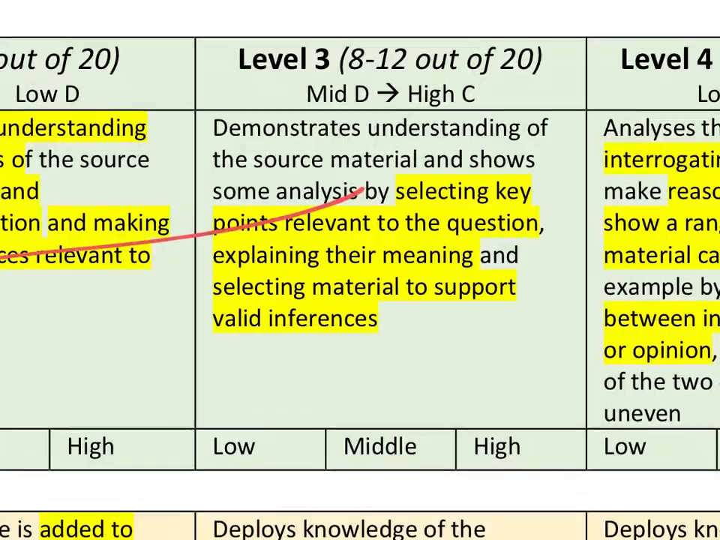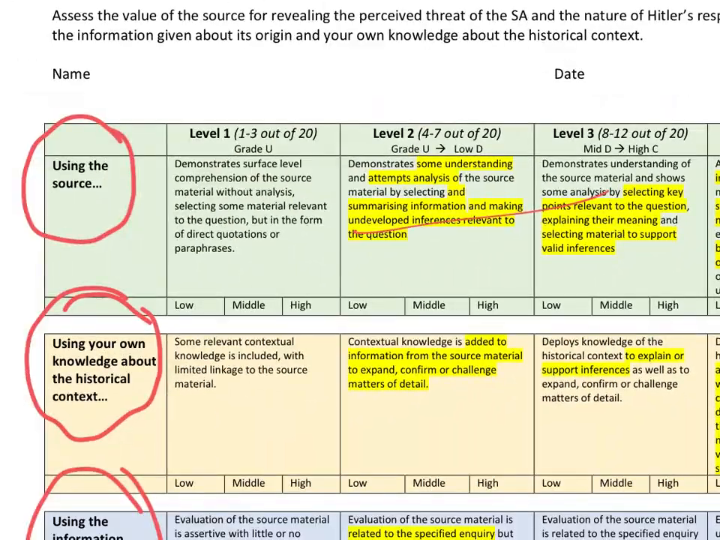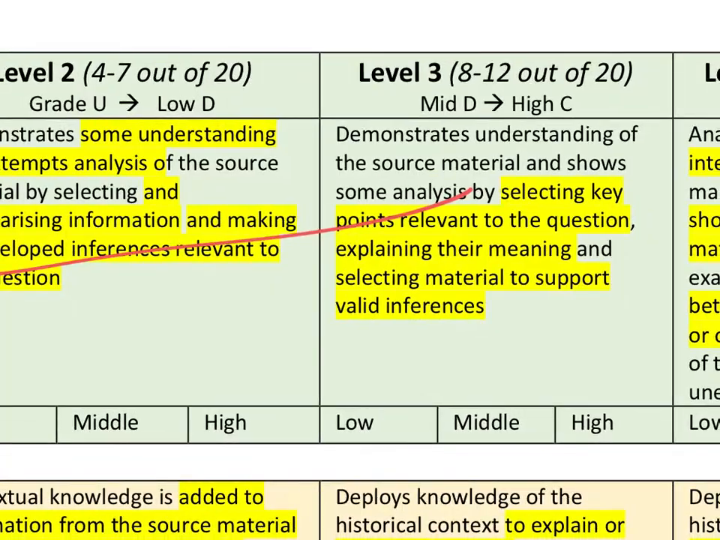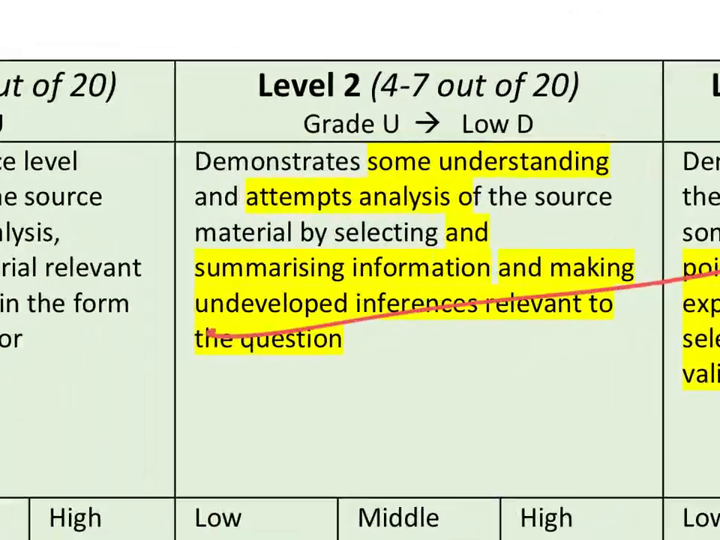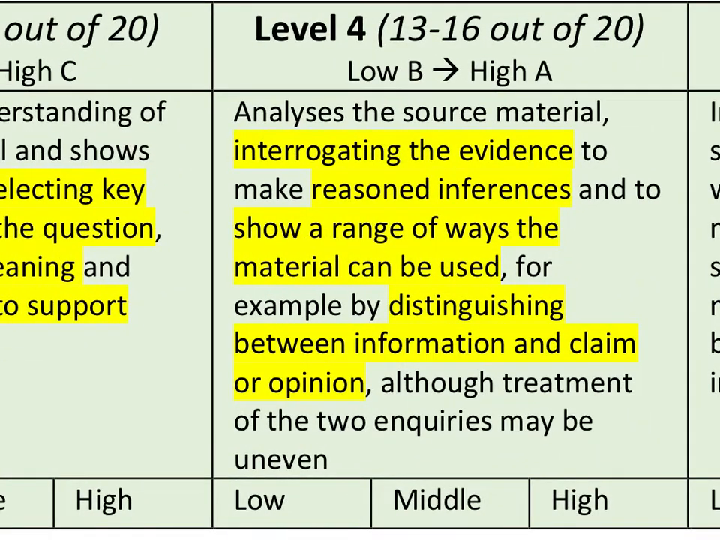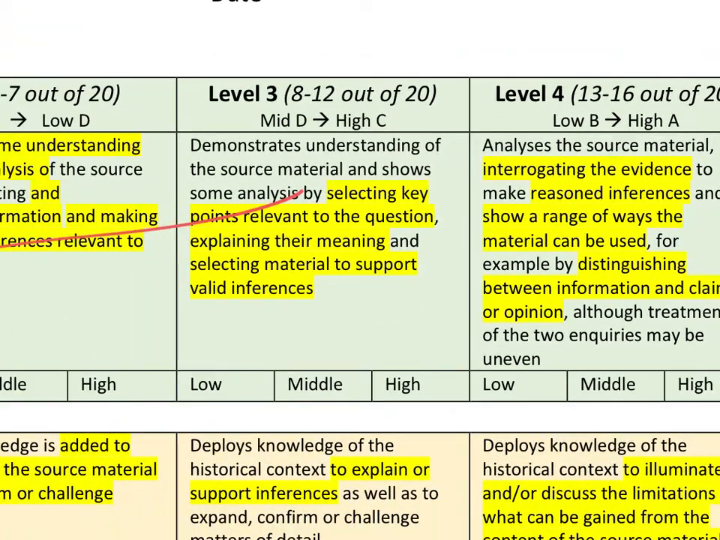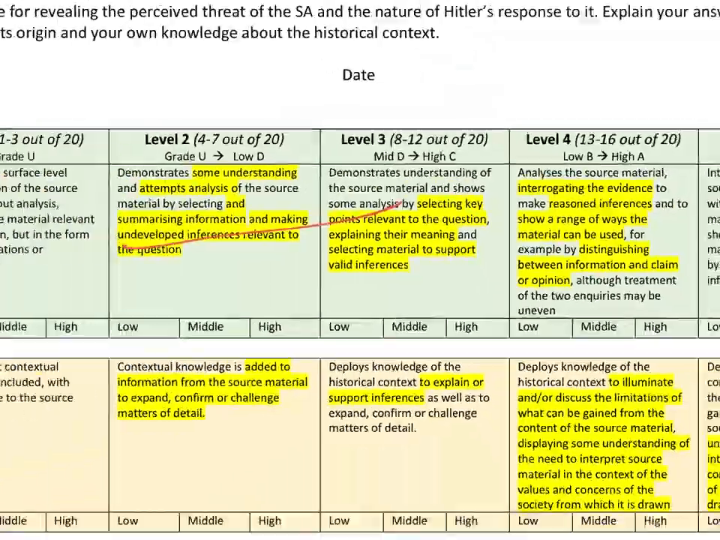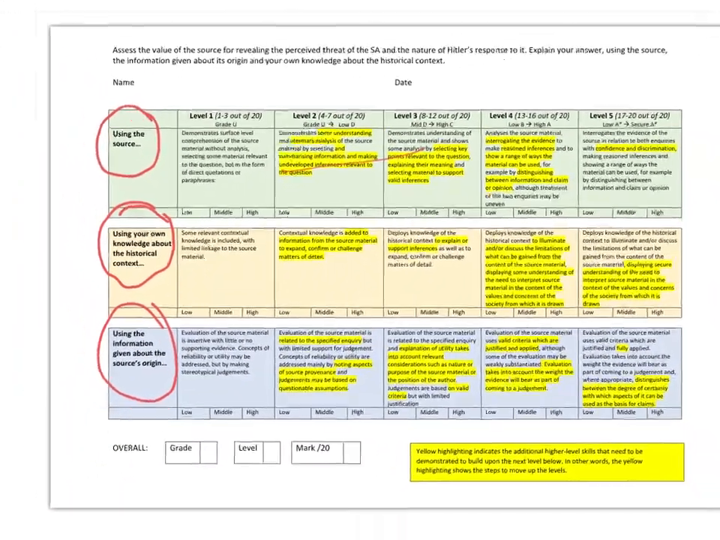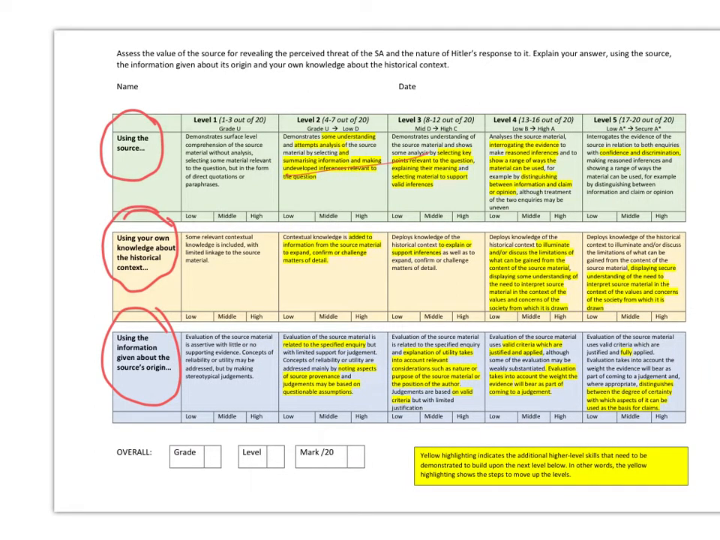So, for example, here, level 3 for using the source, the highlighted bits there, that's the new things you need to do that will improve upon a level 2 answer. Okay, and the highlighted bits for level 4, they're the new things that you need to do to improve on a level 3 answer. So what in effect I've done for you here by representing it this way is I've given you like the stepping stones for progression.